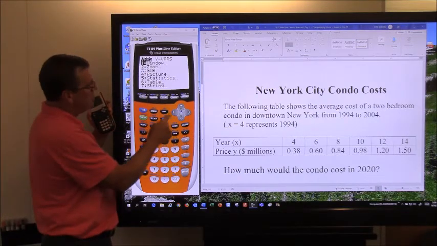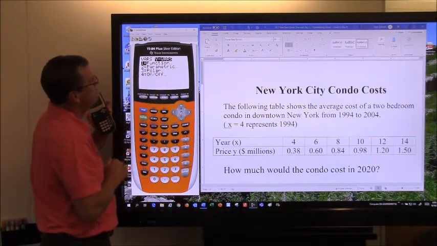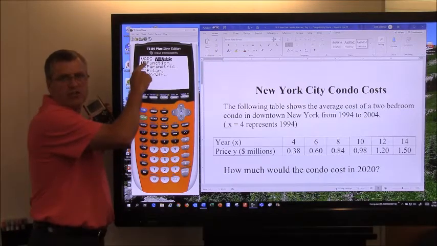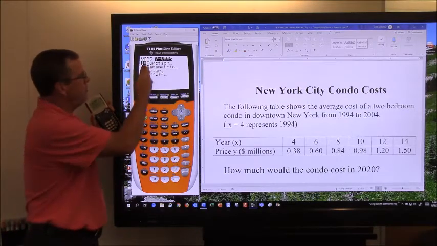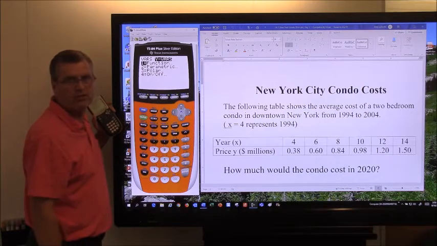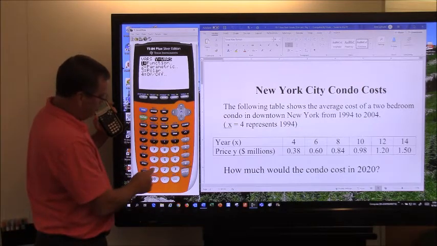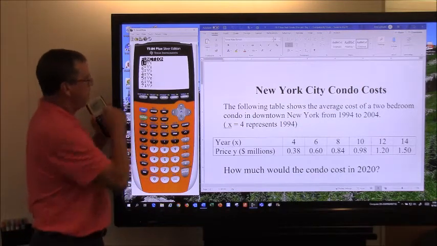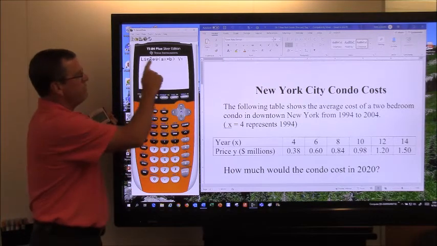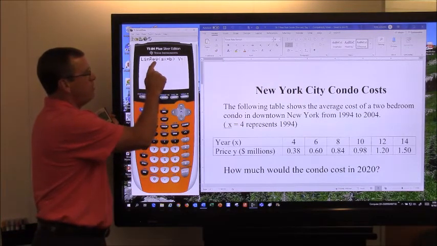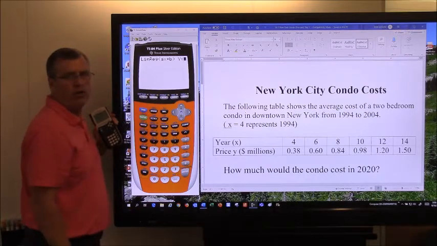Okay, so I hit vars. I'm going to go over to y vars. What we're looking for is functions. Right now, it's the only thing we know. We don't even know what parametric and polar equations are. So I'm going to hit option 1, and there it is, y1. What this means is I want to find the equation and place it in y1.